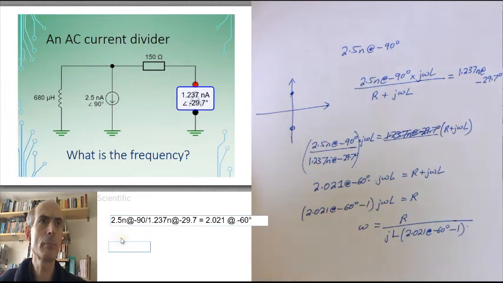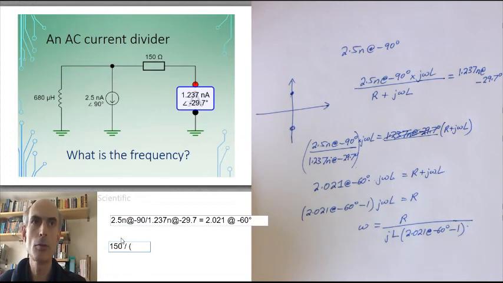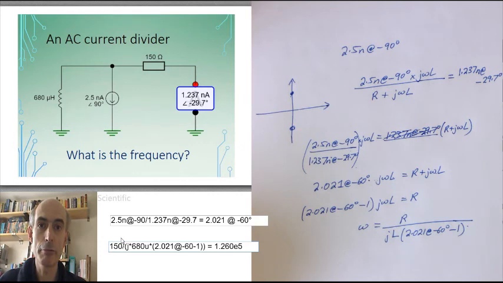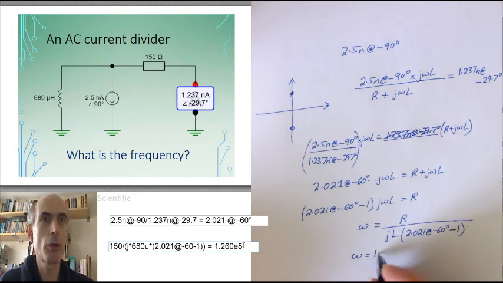Over to my friendly calculator. R, the resistor, 150, divided by j times L, 680 microhenries, times 2.021 at minus 60 degrees minus 1. And the result is real, which is a relief. Since if this had been an imaginary or complex number, I would have been very worried because it's supposed to be a frequency. So omega is 1.260 times 10 to the power of 5.